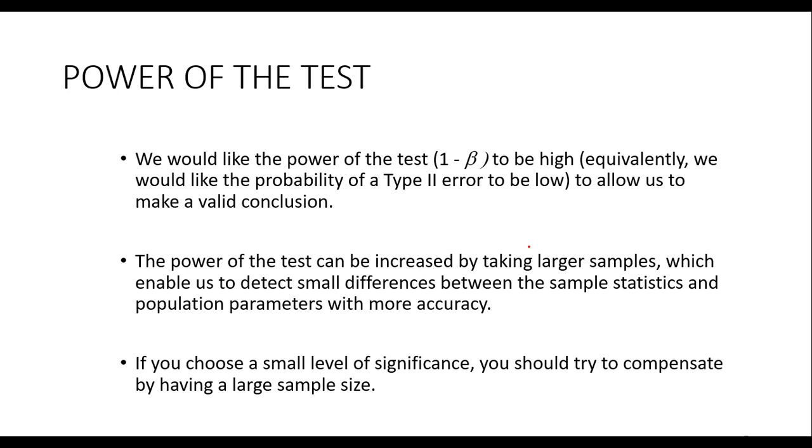I told you, we want the power of the test to be high. Normally we'll go for large samples. When we use a large sample, it enables us to detect small differences between the sample statistics and population parameters with more accuracy. And if you're going for a smaller level of significance, low alpha, then we try to compensate by having a large sample size. When the power of the test is high, it allows us to make valid conclusions. That's why, if alpha is low, we want a large sample size so that the power of the test is high.